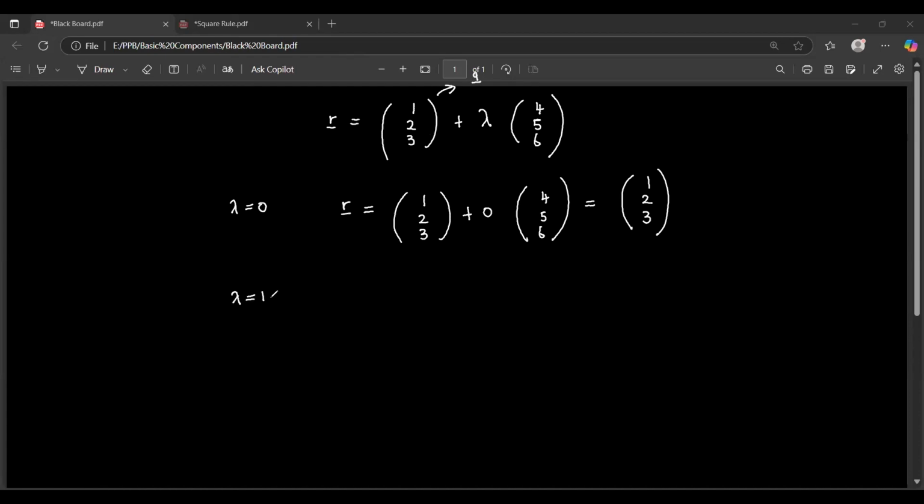And when lambda is equal to 1, r is equal to (1, 2, 3) plus 1 times (4, 5, 6). Another point, another position vector of a point.